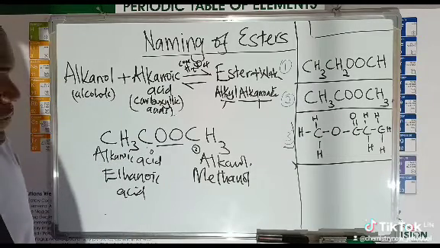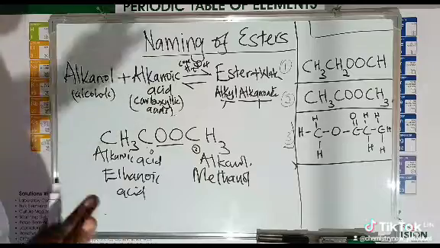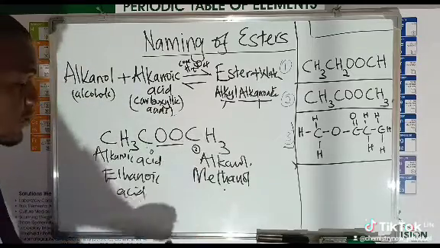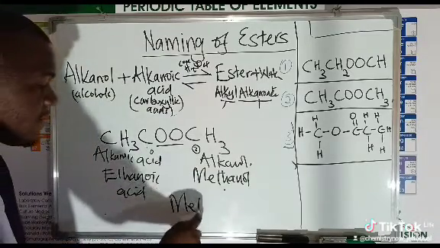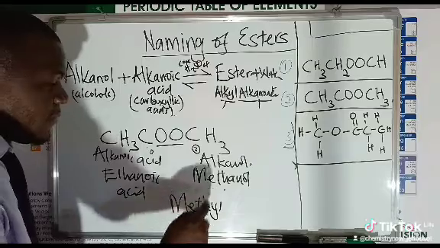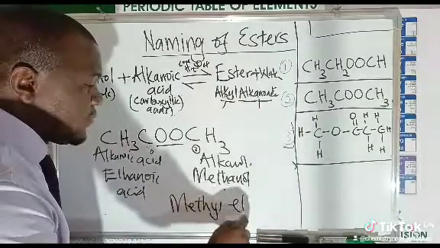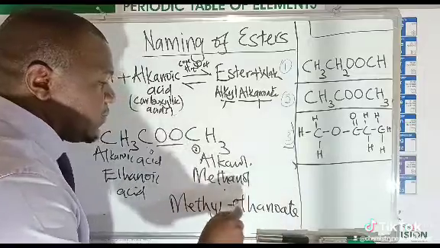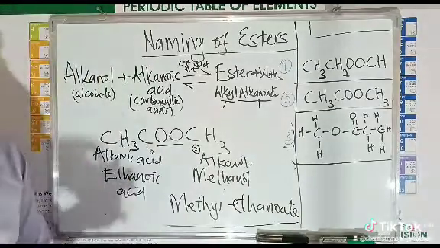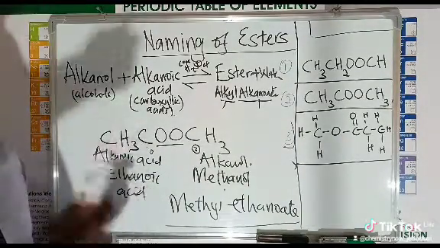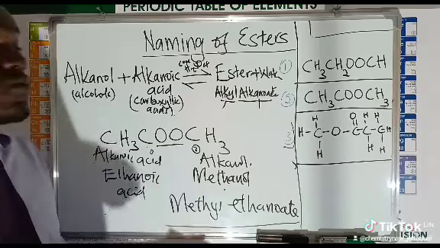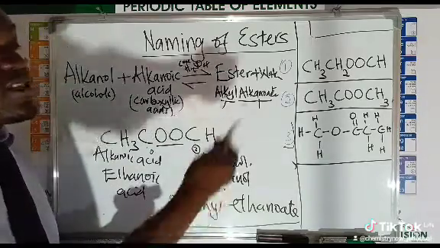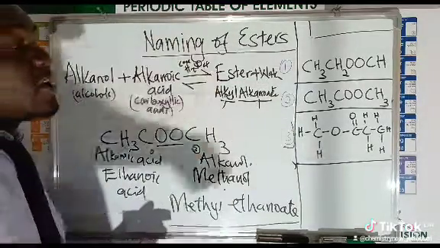Ethanoic acid. Now, how do we name it? The first part of the name has come from the alcohol. So this one is methyl ethanoate. That is the name of that ester. So I believe that whether it is flipped, whether it's written beginning with the alcohol or beginning with the acid in the formula, you'll be able to name it.